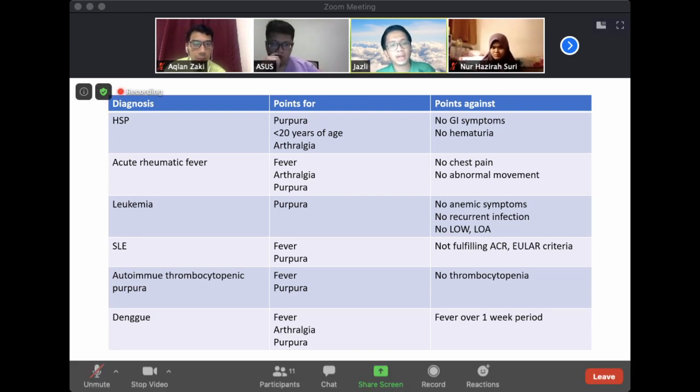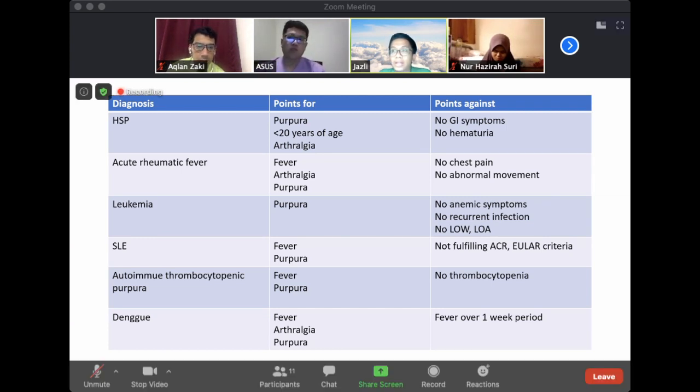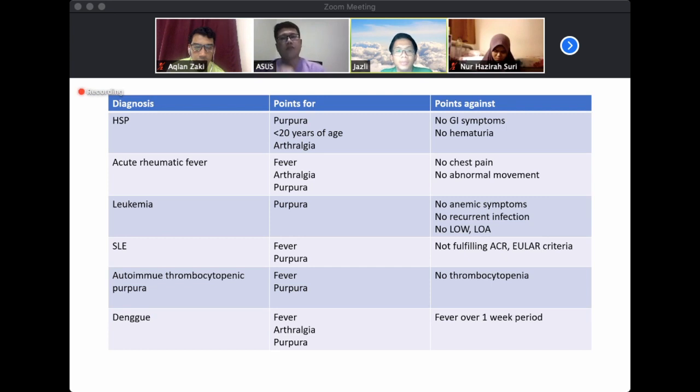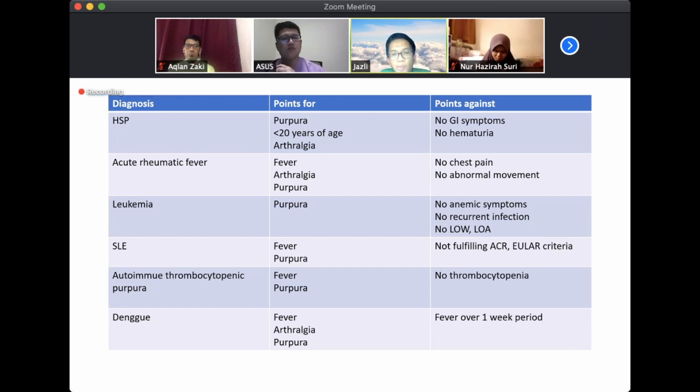The other differential will be SLE because the patient has fever and purpura, but it does not fulfill the other criteria for SLE, which would be the presence of a discoid rash, hair loss, CNS depression and others. The next differential is immune thrombocytopenic purpura, also known as ITP, because the patient has fever and purpura, but thrombocytopenia has yet to be investigated.